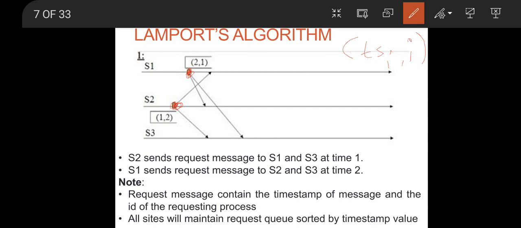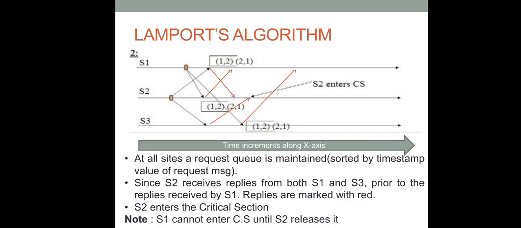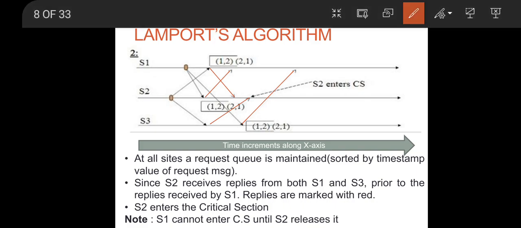Now what the other sites will do is send a reply message to the requesting site, as well as make an entry of the request message in the request queue. At this time S1 received the request message from S2, so it is sending the reply message to S2. Along with that, it is creating an entry in the request queue.